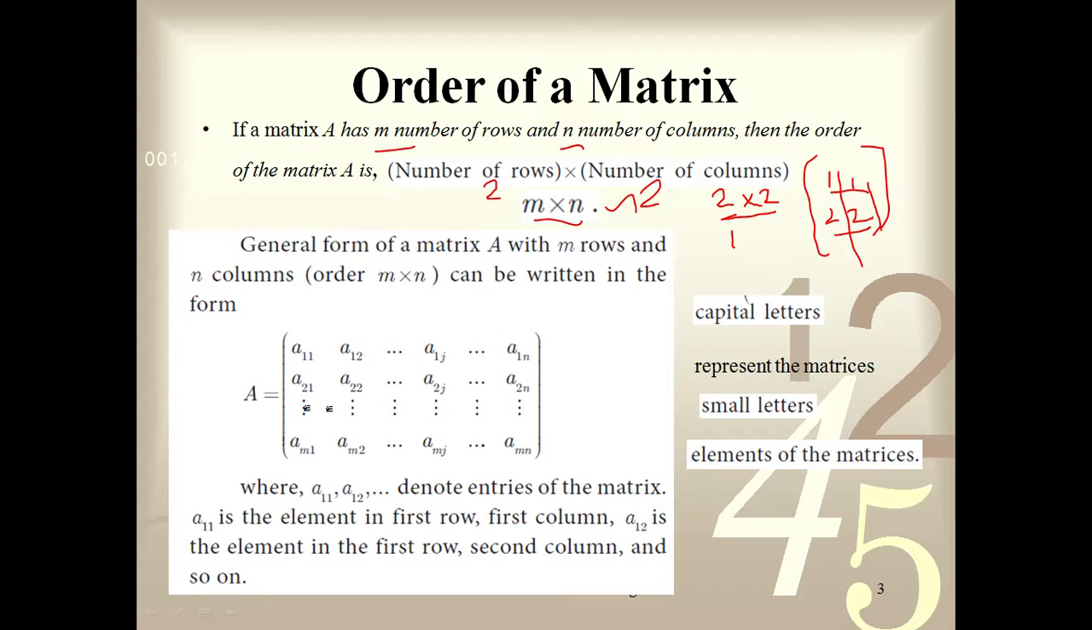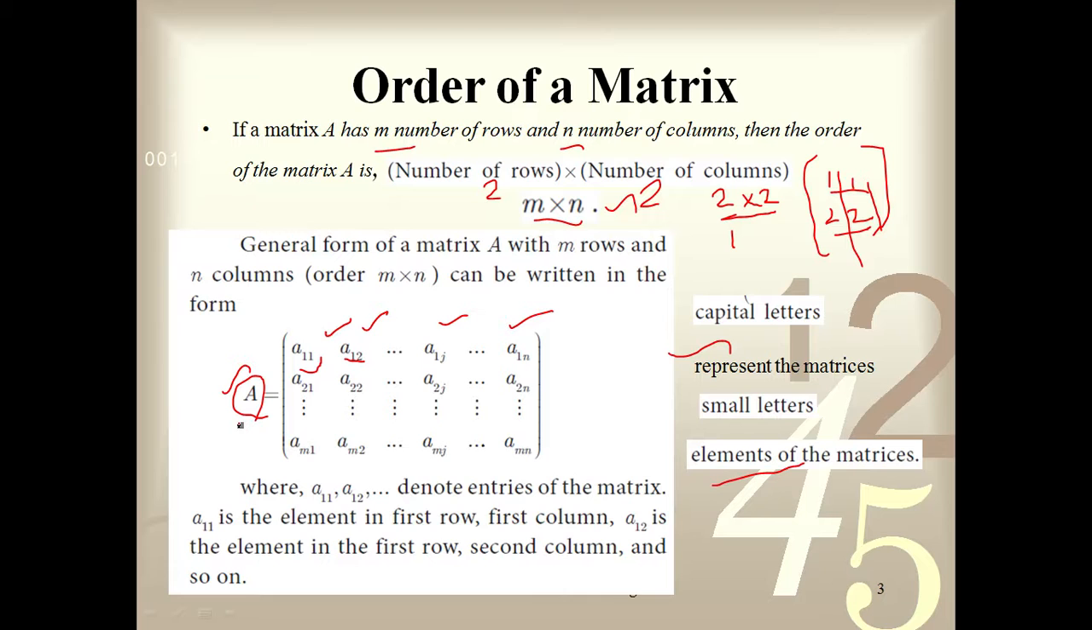So now this is your A, this is a matrix, and these are the elements of the matrix. A11, A12 and so on. Here A11, A12 are called the elements of the matrix, and this A is called the matrix. This is matrix A which has all the elements of A. So these are called the entries or the elements, and this is your matrix A.